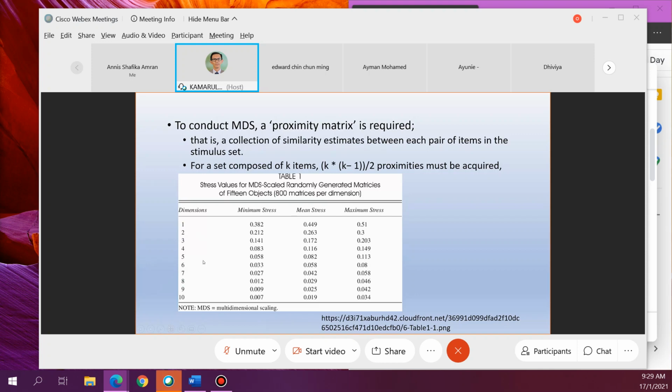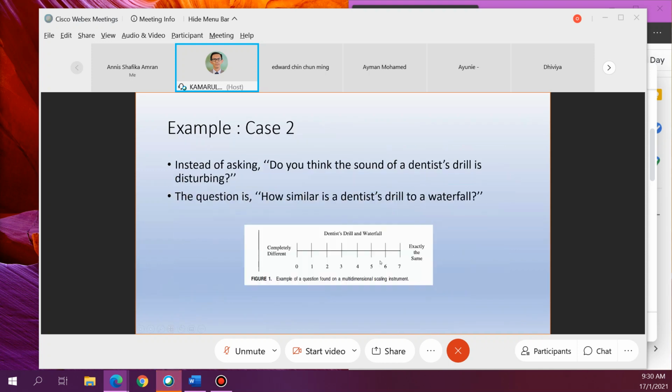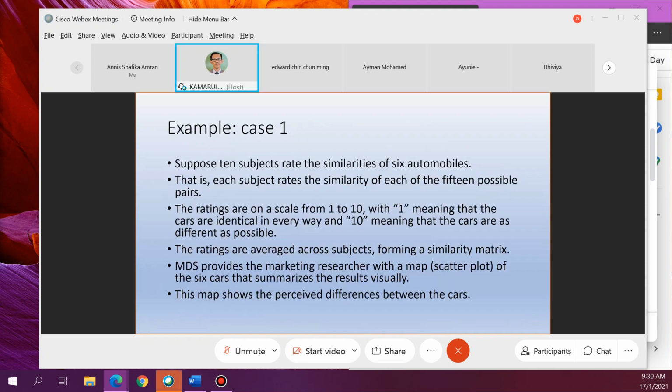If you look here, the more dimensions you go, the stress level is less. It means that it is easier to group. If you give people more choices, then it is much easier to group them.